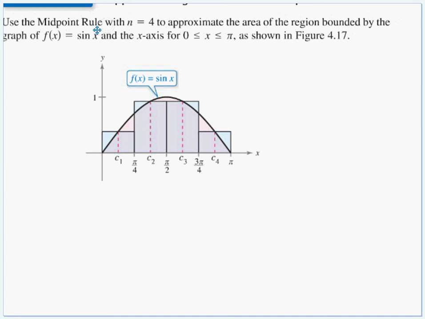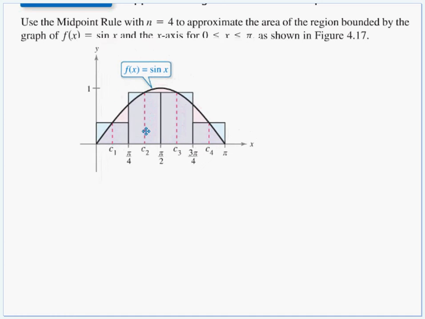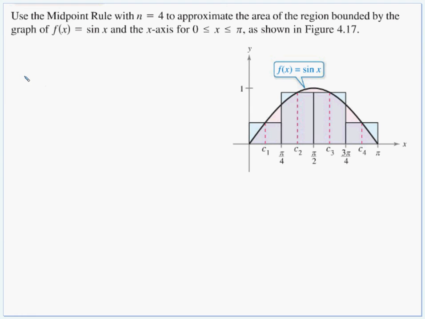So let's start this. Let's read through it. Use the midpoint rule with n of 4 rectangles. Approximate the area of the region bounded by the graph of the sine wave from 0 to pi. Remember, sine goes from 0 to pi, and then underneath from pi to 2 pi, back when we were graphing those in pre-calc. So let's just start this off like we did all the others.